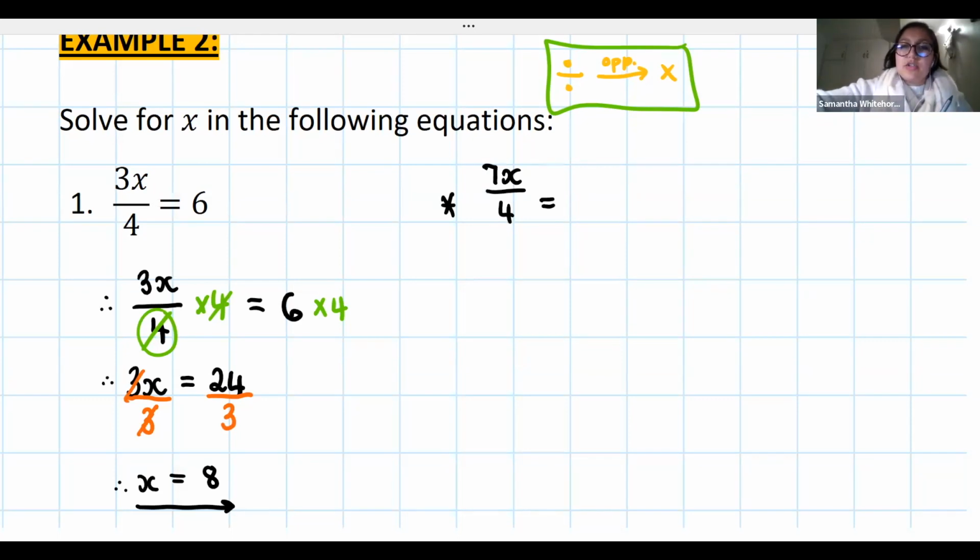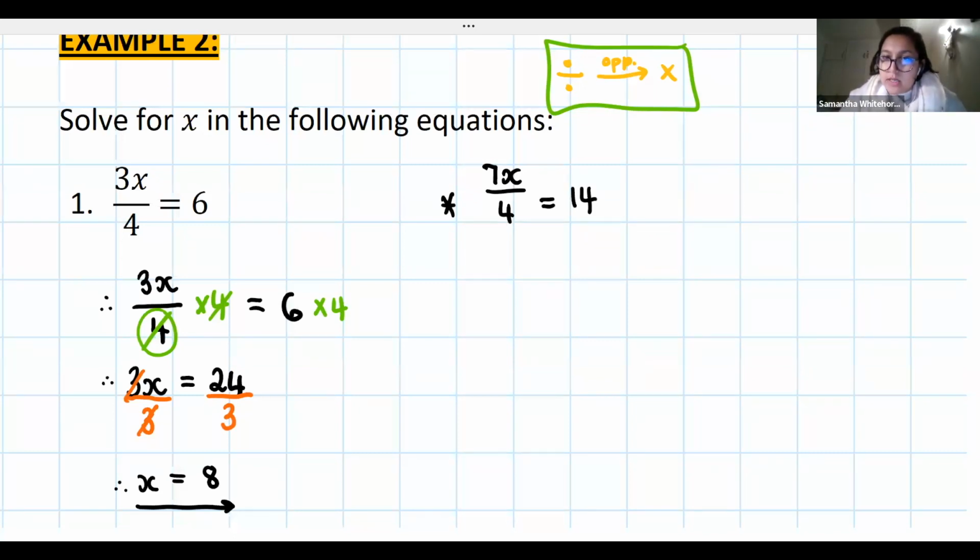All right, guys. So you are going to try another example. Sorry, my math brain has just escaped me for a second, which is fine. It happens. So I want you to try this one that has a star. So 7x over 4 equals 14.